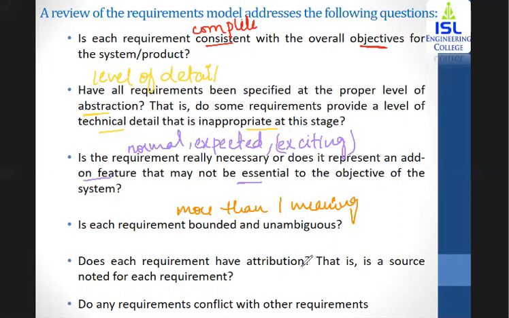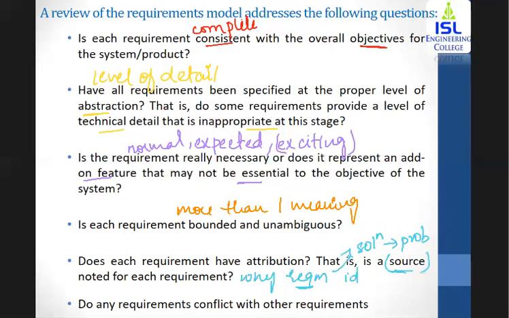Then the next one is, does each requirement have attribution? That is, is the source noted for each requirement? Now, source noted means within requirement engineering, we have identified traceability tables. You've got one source traceability table. Source traceability table means why the specific requirement was identified, or you can say this particular requirement is a solution to what particular problem. Why we are embedding each and every requirement, the source of each requirement, needs to be identified. The source of the requirement is very necessary so that you can identify whether this specific requirement is solving the problem or not.